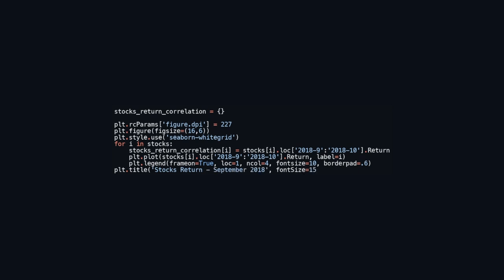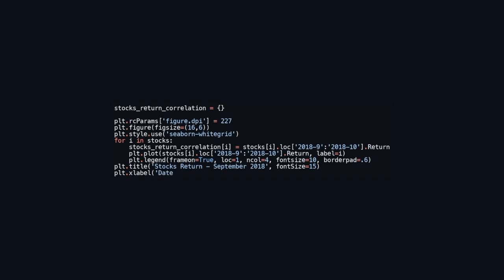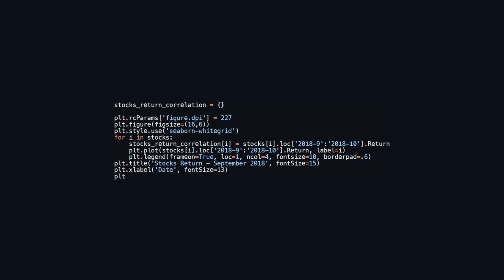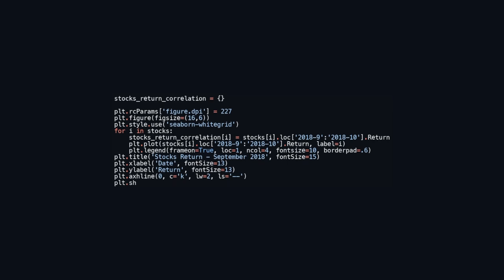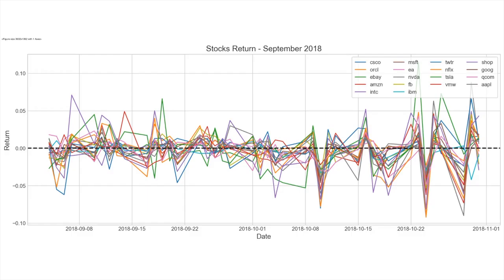The x-axis shows the dates, while the y-axis indicates the return values. The dashed horizontal line at 0 serves as a reference point, allowing viewers to quickly assess whether the returns are positive or negative on any given day. The graph reveals the volatility of stock returns during this period, with many stocks fluctuating around the 0 line, indicating periods of both gains and losses.